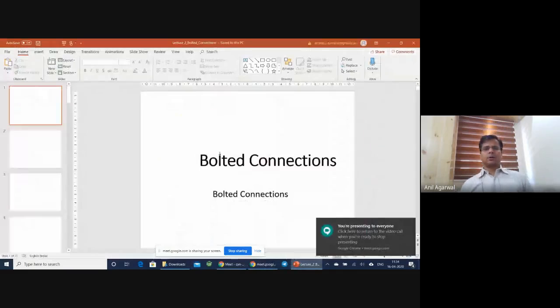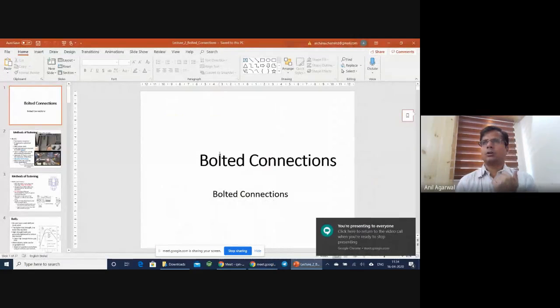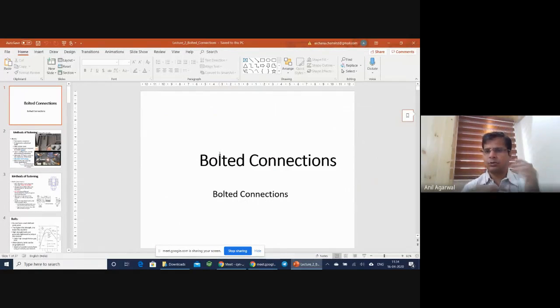So the next chapter is connections, or you can say bolted connections, and then the next subsequent chapter will be welded connections. So we are going to talk about what bolts are, and what are the different types of bolts, and how they are graded, and how to design bolted connections.